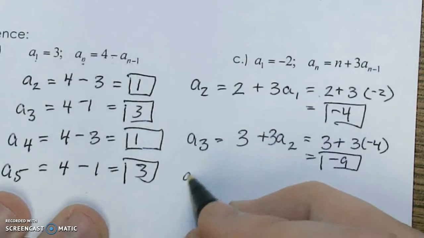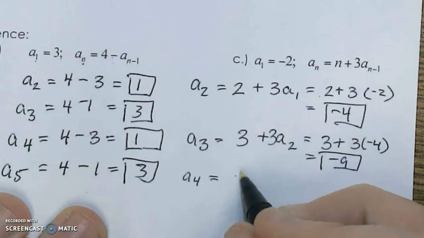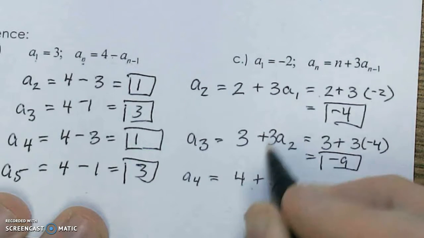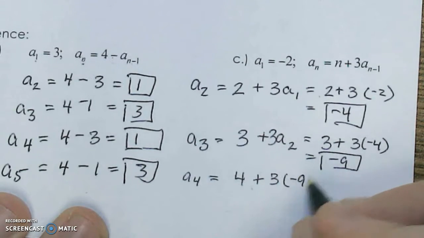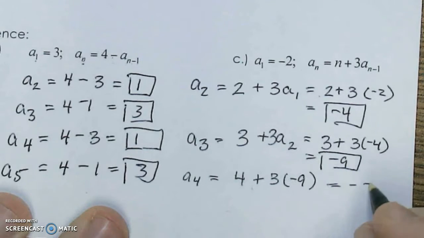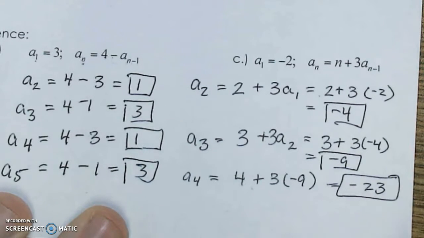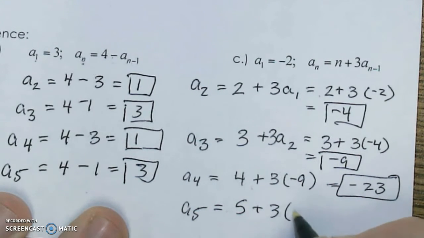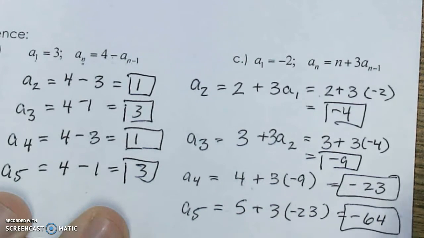And so we see what's happening here is we're taking the number and then 3 plus 3 times the 1 right before it. So this one's going to be negative 23. And then I've got A5 is 5 plus 3 times the answer before it. And so that is recursive.